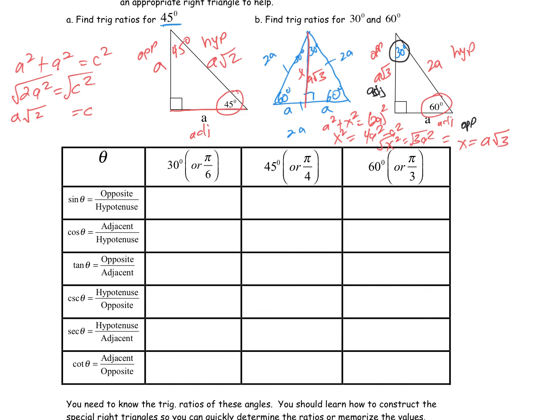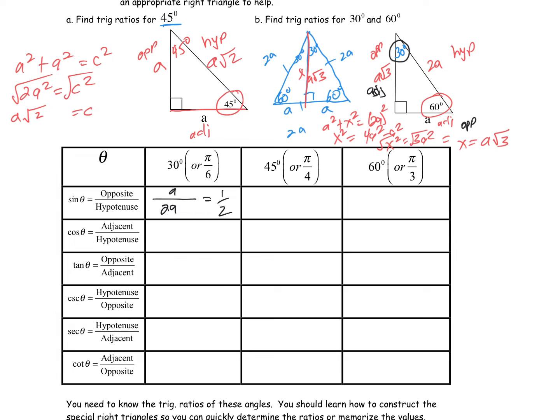All right, so we want to know sine of theta, when theta is 30. That's going to be the length of the opposite side, A, over the length of the hypotenuse, which is 2A. So I'm going to have A over 2A. I'm going to simplify this. It's going to give me 1/2.